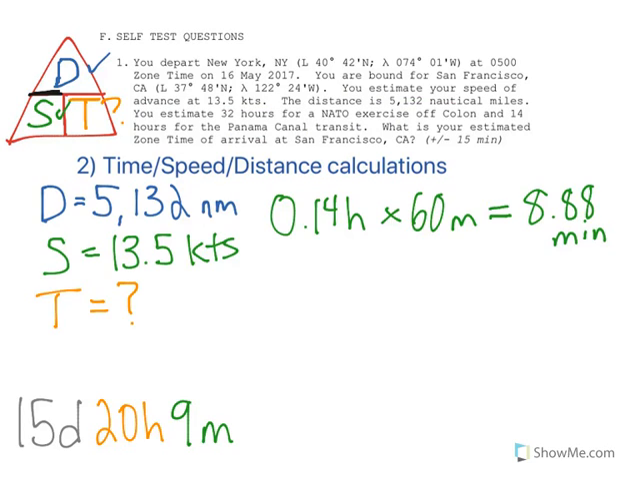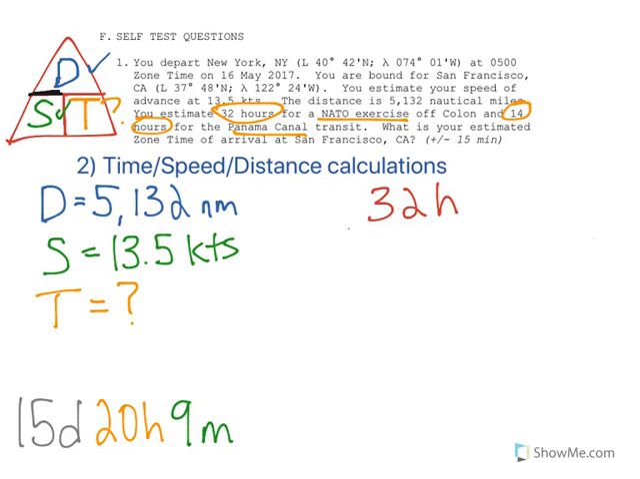However, we do need to remember that we're not just going from point A to point B. We have a NATO exercise and a Panama Canal transit. So we need to account for the 32 hours for the NATO exercise and the 14 hours for the Panama Canal transit. So let's add those two, 32 hours plus 14 hours. Add those together, and we get 46 hours. So we need to add 46 total hours to our transit time.